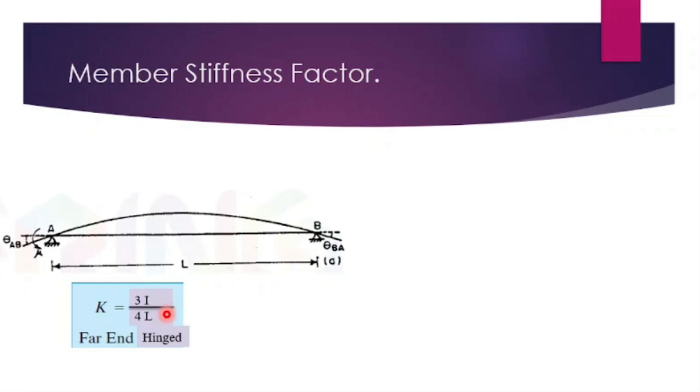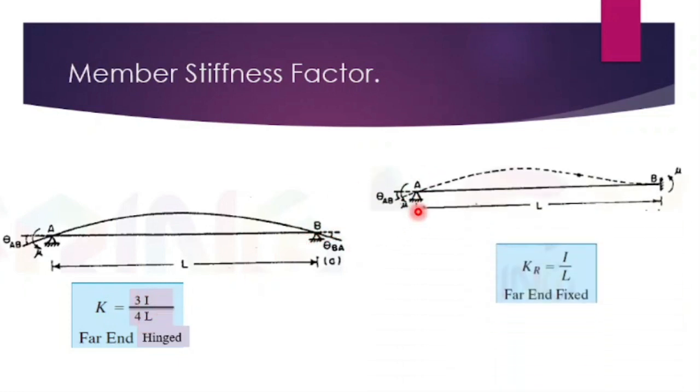Since it is assumed as a single member, that is, Young's modulus is constant. If you want to find that, if you are taking the joint A and joint B is hinged, you have to use 3 by 4 I by L. This is the second case.